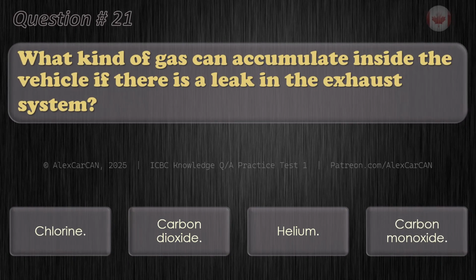Question number 21. What kind of gas can accumulate inside the vehicle if there is a leak in the exhaust system? Chlorine, carbon dioxide, helium, carbon monoxide. The correct answer is carbon monoxide.